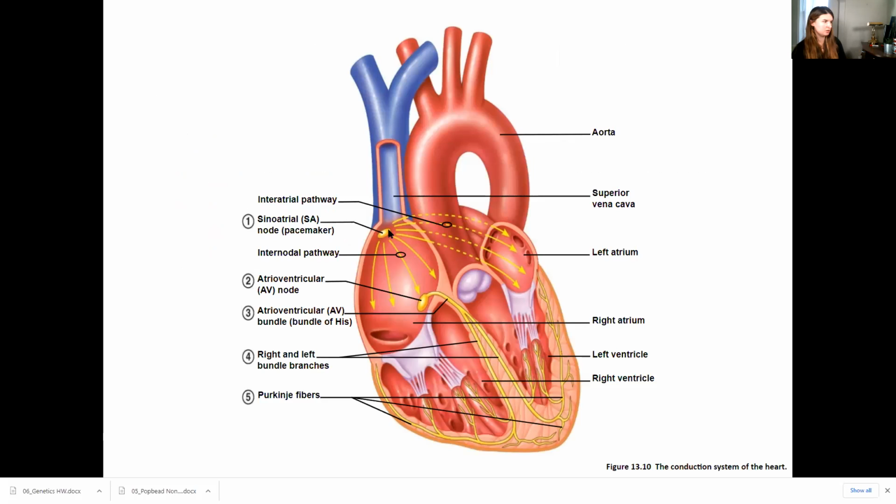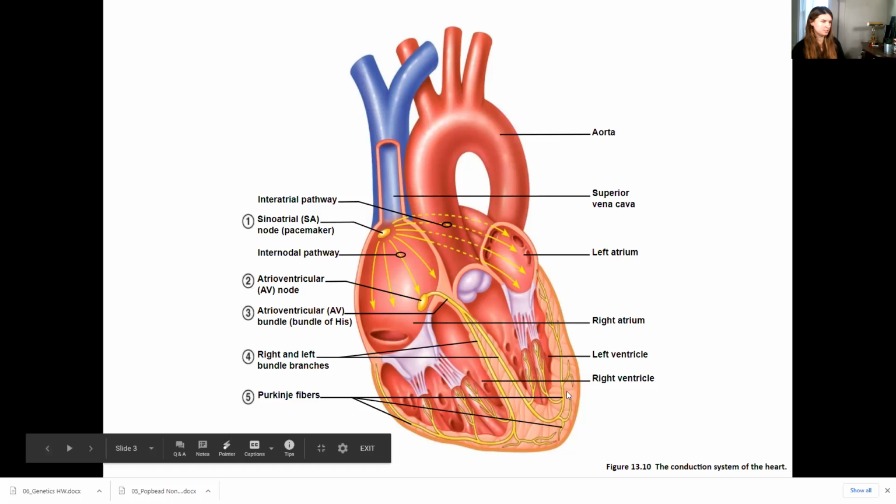We have the sinoatrial node up here. We have internodal pathways, so between the two nodes. They get us to our AV node, our atrioventricular node, which then gives off our AV bundle or bundle of His, starting to go between the ventricles, splitting into our right and left bundle branches, and giving us our Purkinje fibers wrapping around. Just so we remember some of the structure of the heart here that we can see.